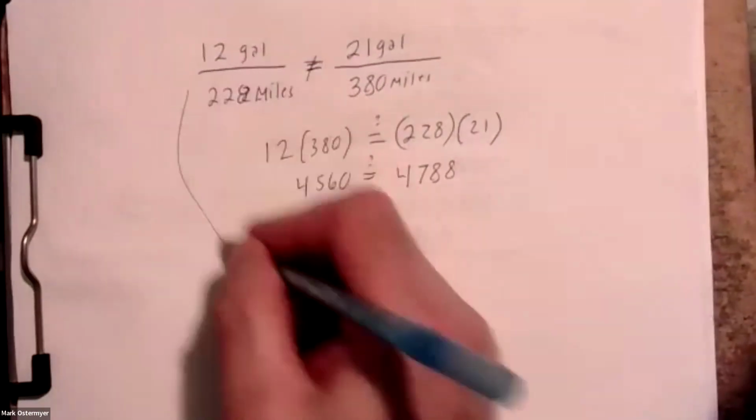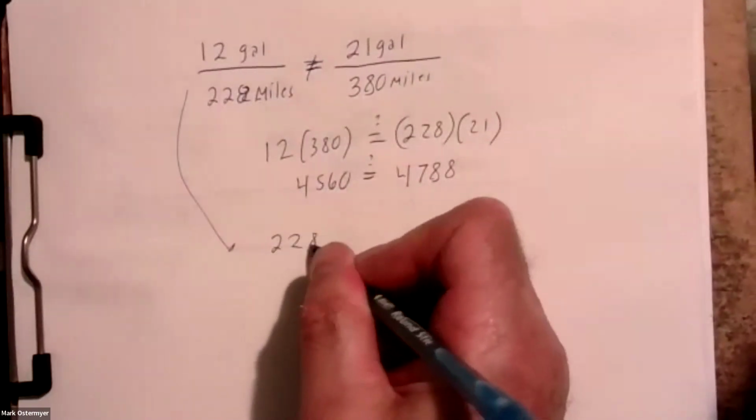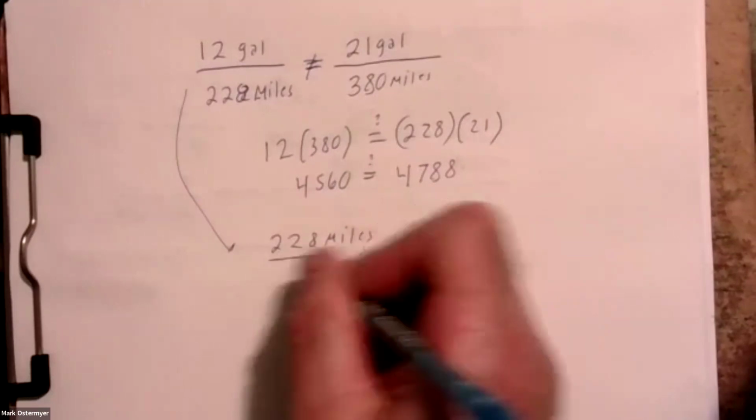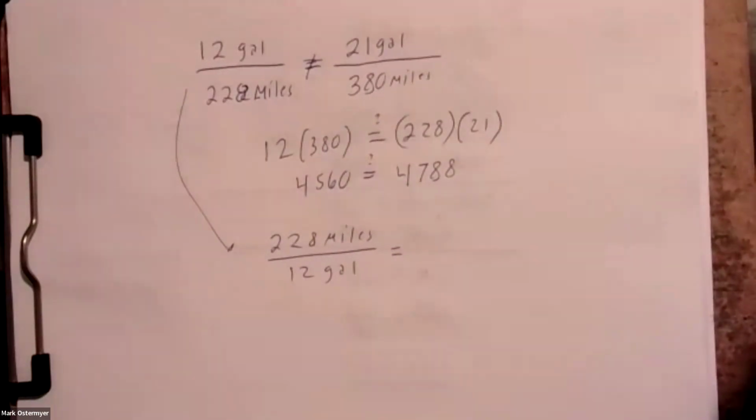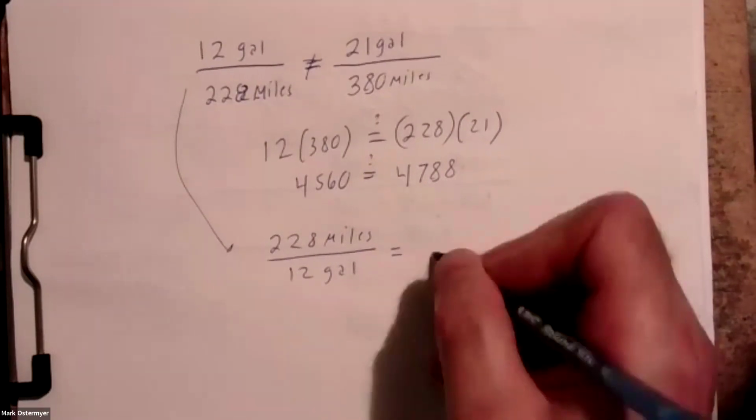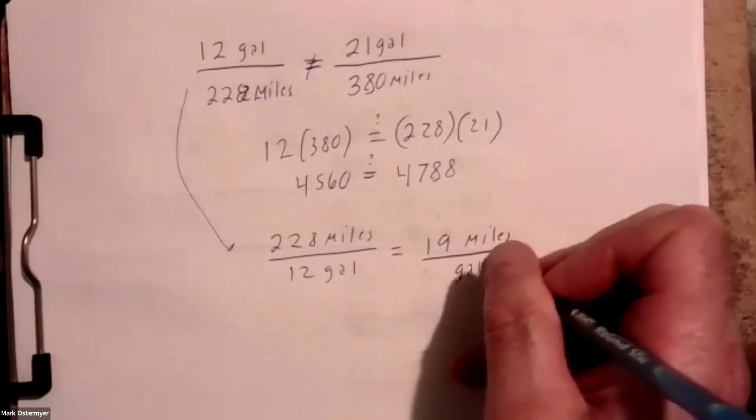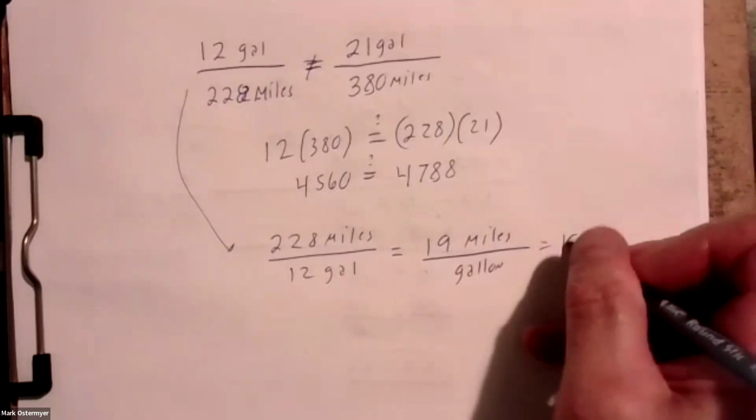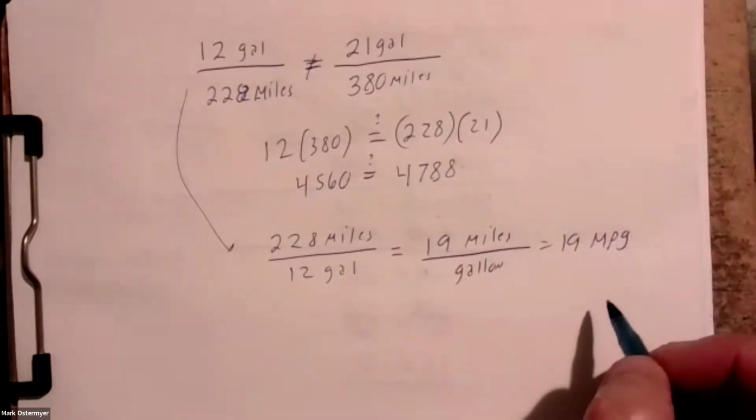But one thing we could do here to get the miles per gallon, the MPG, is take 228 miles and divide it by 12 gallons. This will give us the miles per gallon that our vehicle gets here. So let's do that. 228 divided by 12 is 19 miles per gallon. We know this better as MPG, miles per gallon.